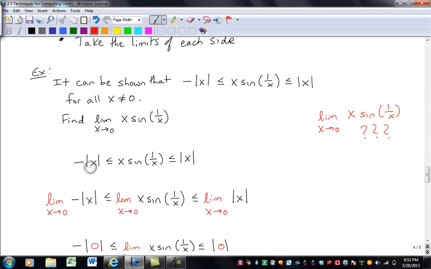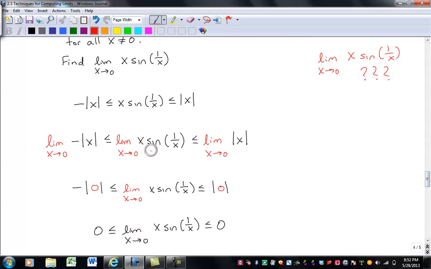So what I do is I set up my function, negative absolute value of x less than or equal to x sine 1 over x less than or equal to absolute value of x. That's what they gave me. And since I want to know about the limit as x goes to 0, I'm going to take the limit of all three sides of this. Limit as x goes to 0 of negative absolute value of x. Limit as x goes to 0 of x sine 1 over x. Limit as x goes to 0 of absolute value of x.